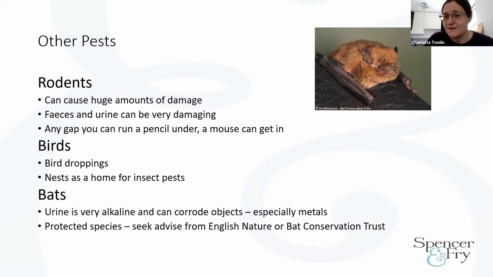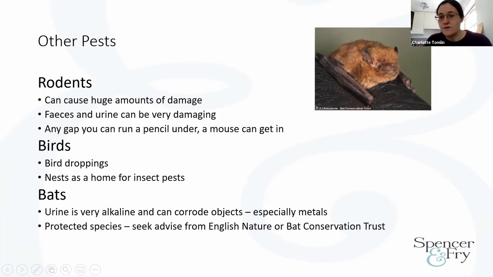Birds can fly in accidentally through windows, doors, and their bird droppings can cause damage, and their nests, as I've mentioned a few times, can be a home for insect pests such as carpet beetle and spider beetle. Bats also, you might find bats in your attics. Bats are protected species, so they're quite difficult to deal with in the usual way. You've got to seek advice from the Bat Conservation Trust or similar before you try to solve your problem. But bats can cause damage. Their urine is very alkaline, so it can corrode objects, especially metals.